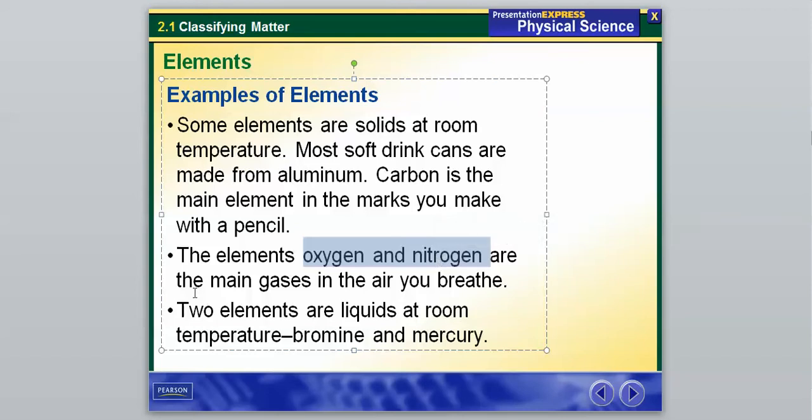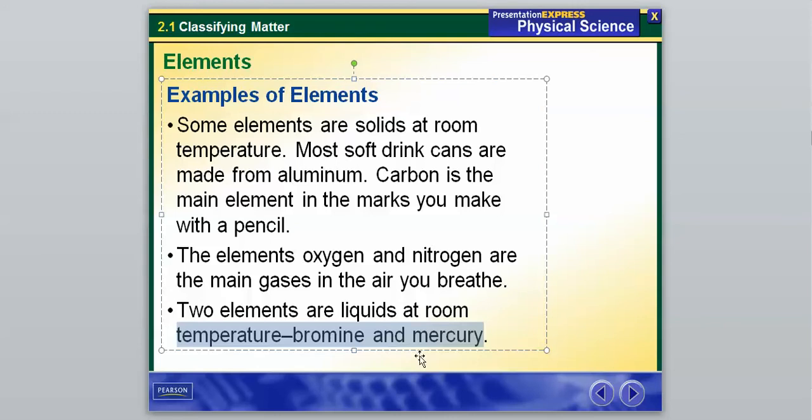And then two elements that are actually liquids at room temperature are bromine and mercury. So not every single element is exactly the same. We have 6 examples here. Some are solid at room temperature, some are gas at room temperature, and some are actually liquid at room temperature.